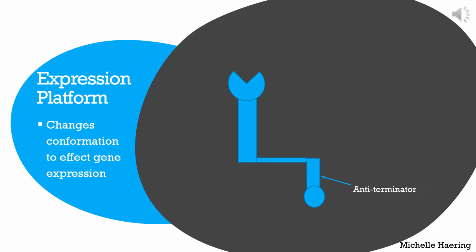The conformation of the expression platform will make the ribosome binding site available or not for translation, and the platform can fold into either a terminator or anti-terminator position for transcription. This is a simplified version, as the 3D folds of a riboswitch are very difficult to determine and visualize.